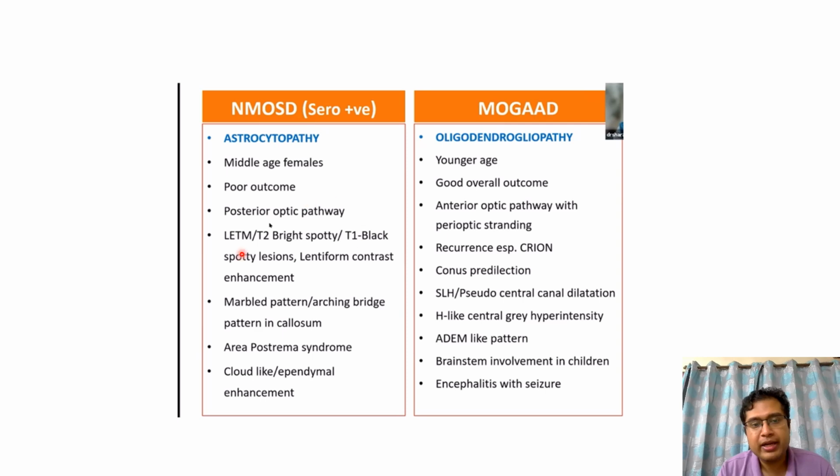Longitudinally extensive transverse myelitis with T2 bright spotty sign with lentiform enhancement is seen in NMOSD, as I have shown in the images previously. While in case of MOGAD, typically conus medullaris involvement is seen with such pseudosyrinx appearance. NMOSD in the brain shows marbled appearance with arch bridging pattern involvement of the corpus callosum. And area postrema syndrome is also seen in NMOSD, while in MOGAD it typically shows ADEM like pattern with brainstem involvement and encephalitis like with seizures.